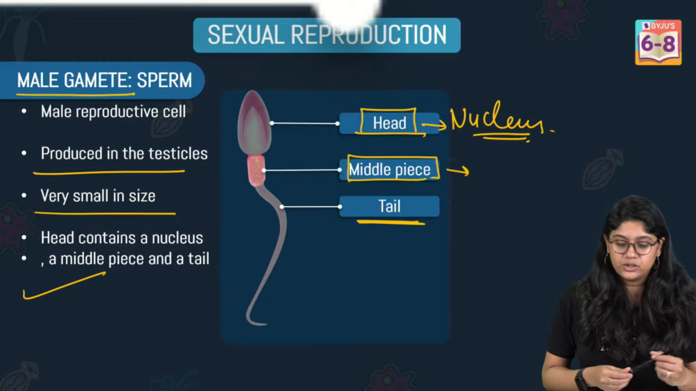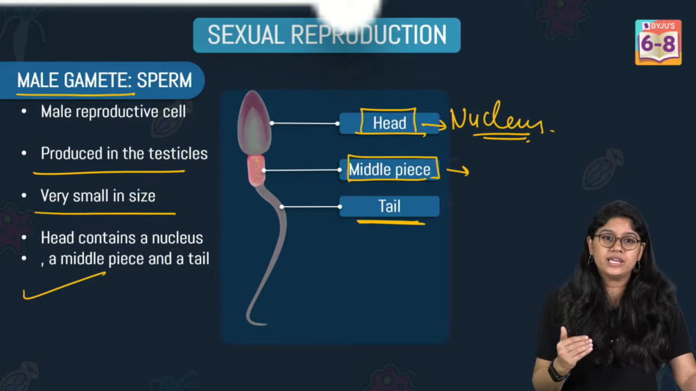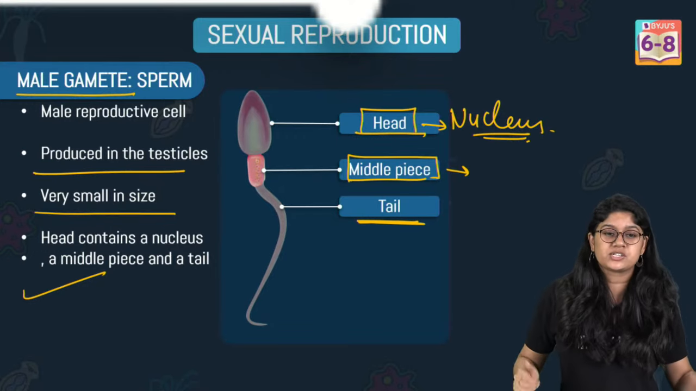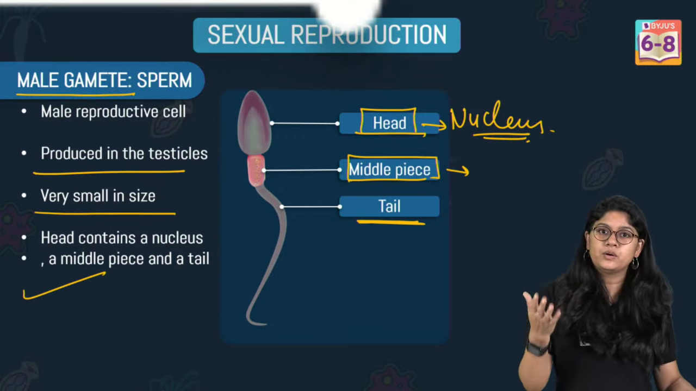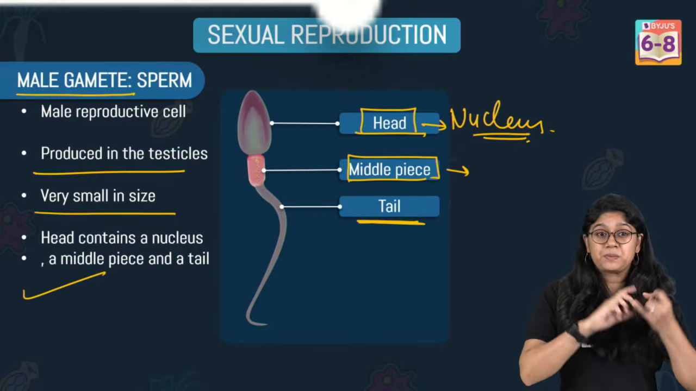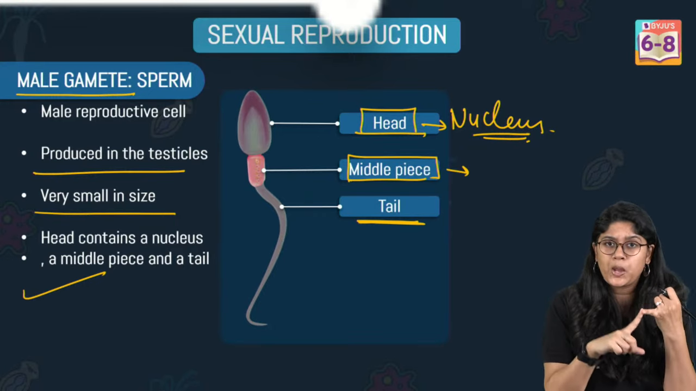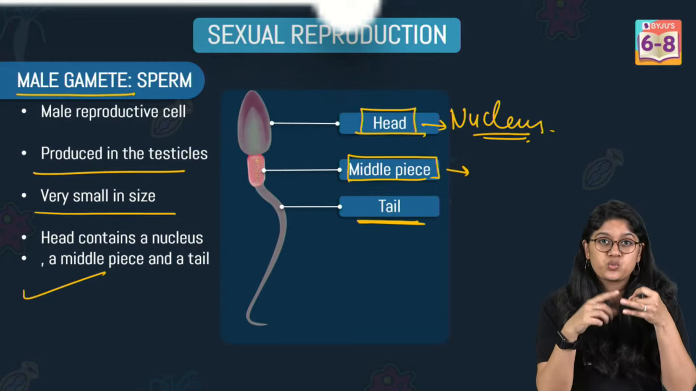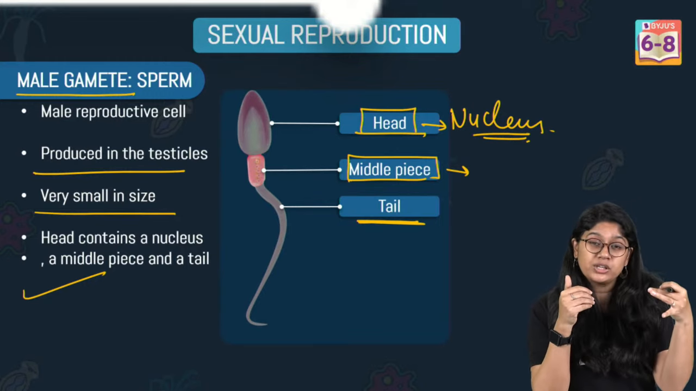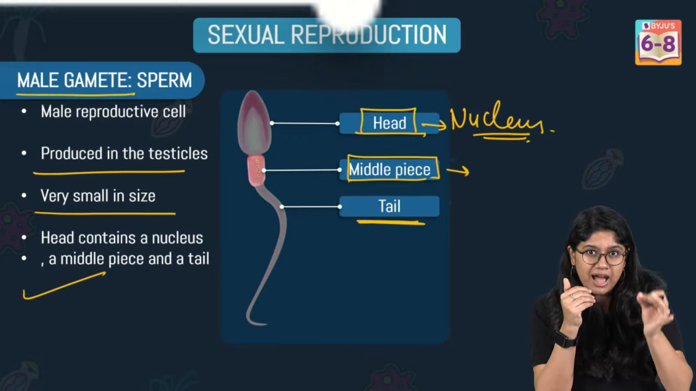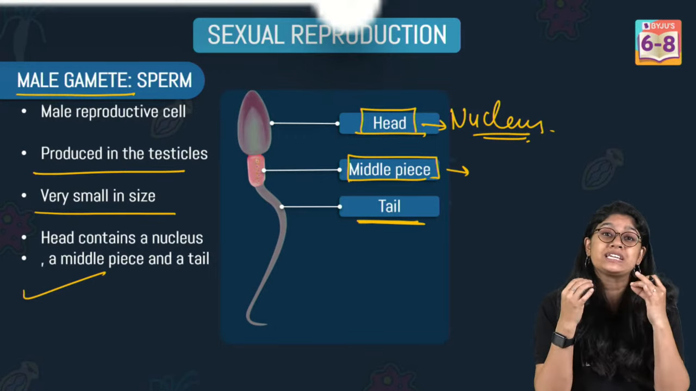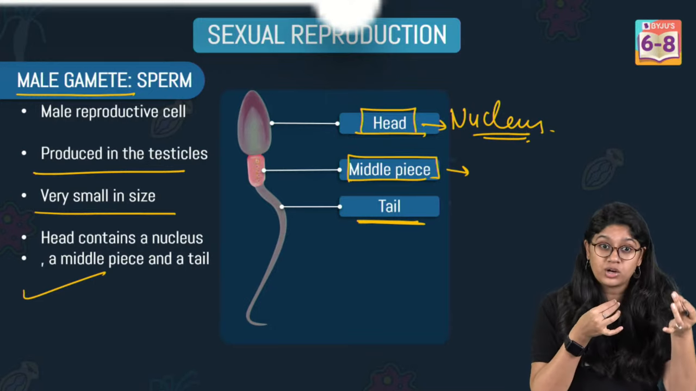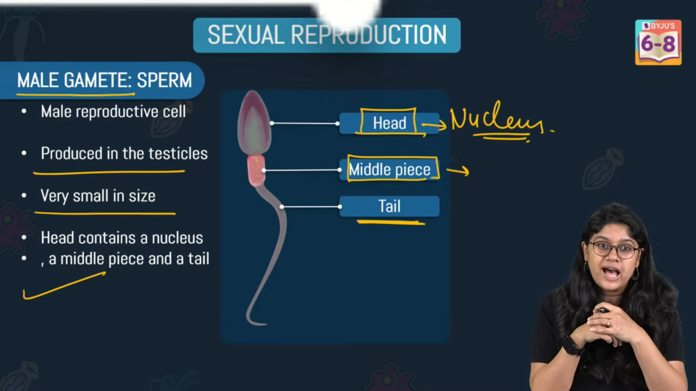Very good. So we are kind of done with the male reproductive system, right? We know that in the male reproductive system, the primary organ is the testis. It is where the sperms are produced. Then the sperm duct, which is attached to the epididymis on the top of the testis, will carry the sperms to the urethra, and then they will move out of the body.